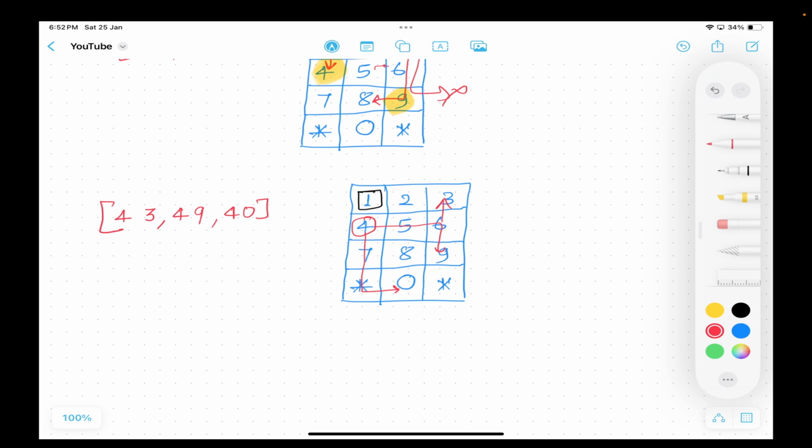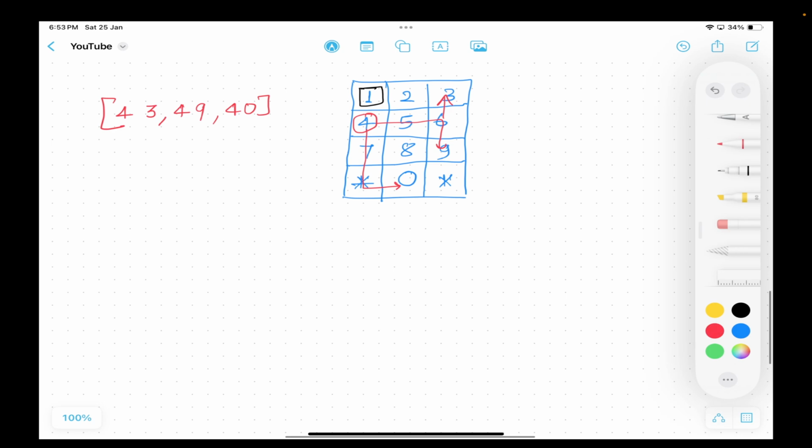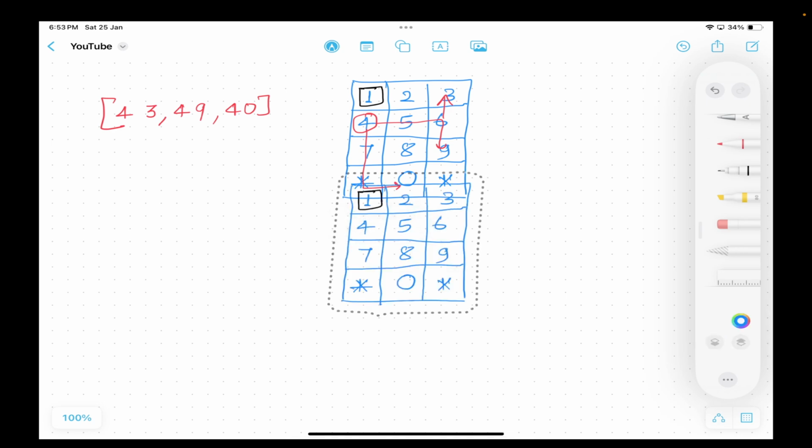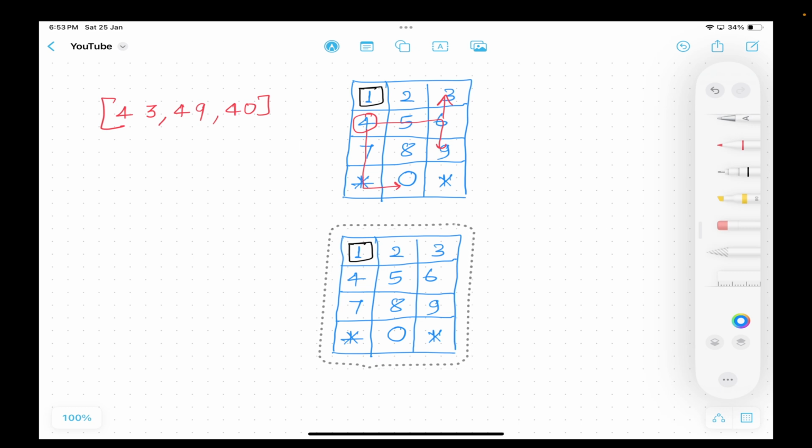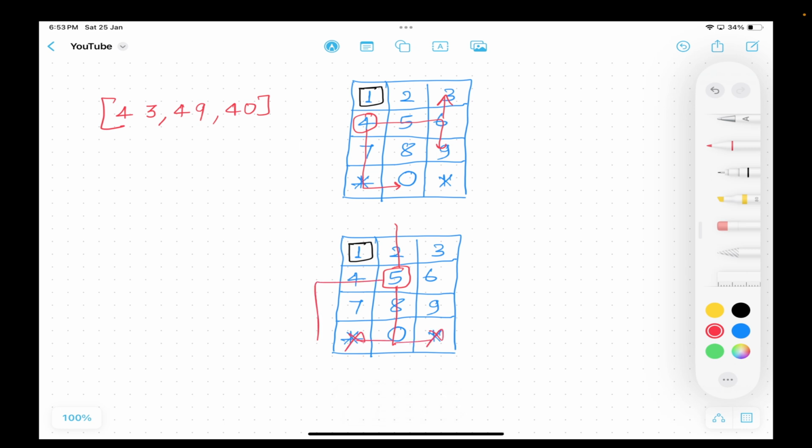Okay. Now let's start with 5. We are at 5. If we are at 5, we cannot go here, we cannot go here, because this is not an option, this is also not an option. We cannot go here, we cannot go here. So with 5, no possibility, no possibility.